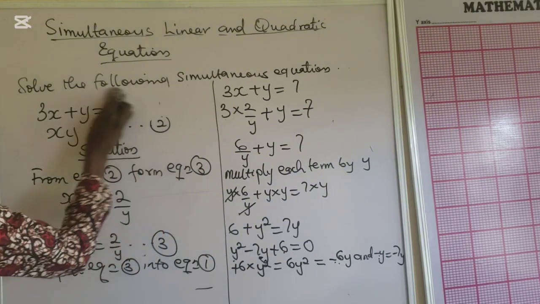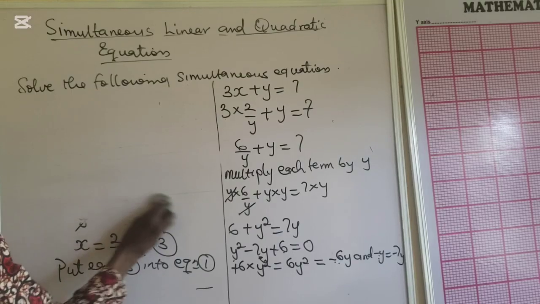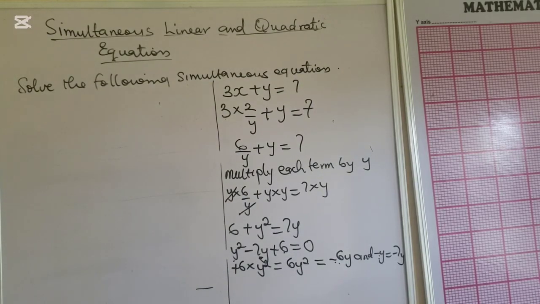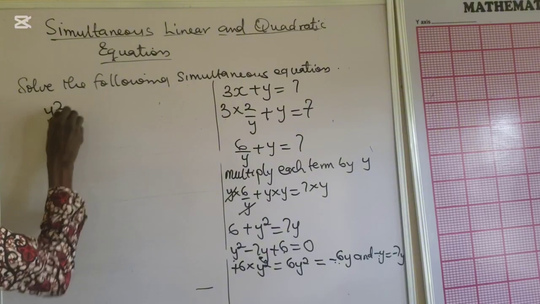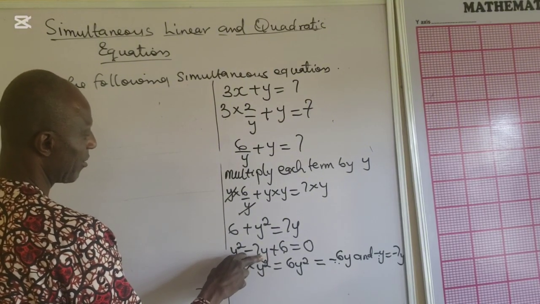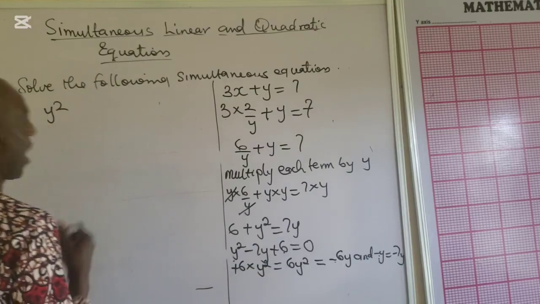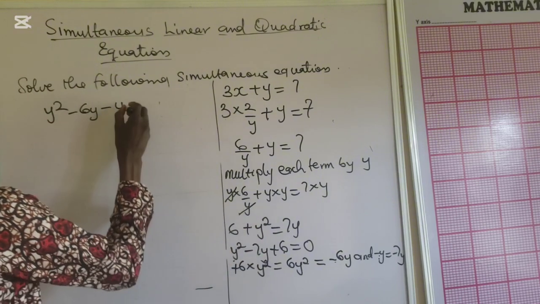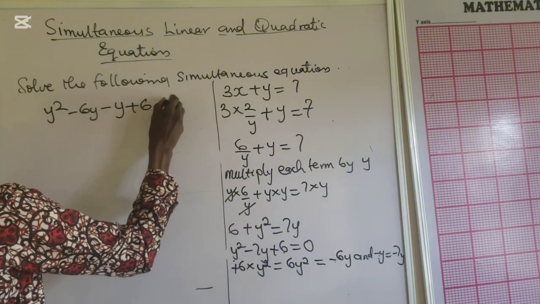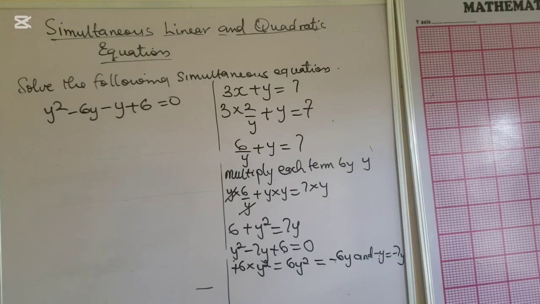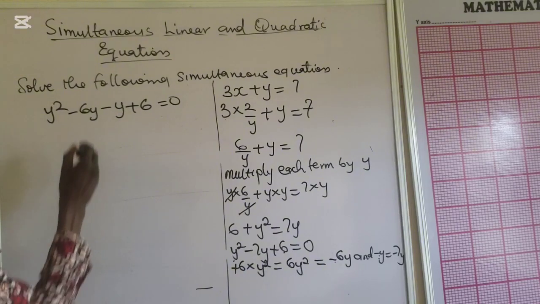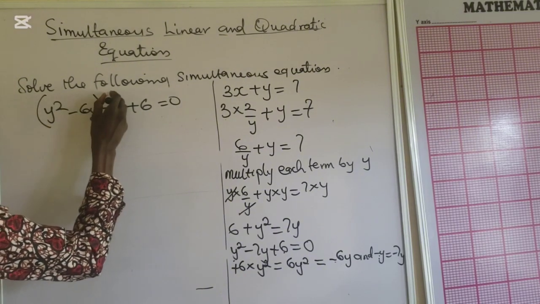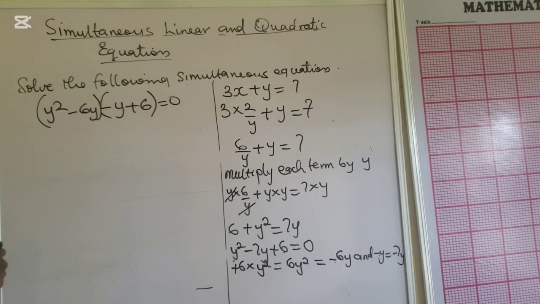Now, let's go further here and solve. Now write y squared. In place of minus 7y, I'll put minus 6y and minus y, plus 6 is equal to 0. Now, we can factorize by grouping. So I will group here. I will put this minus because of the plus 1. When I take the minus out, that positive value will change to negative.